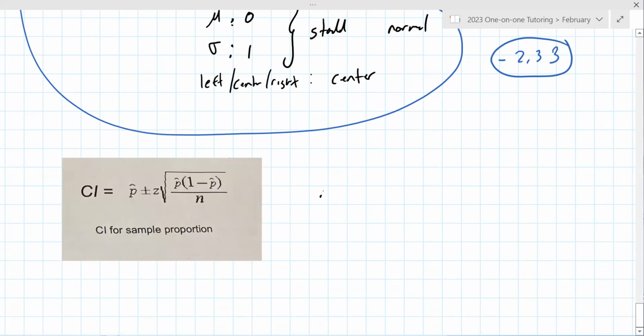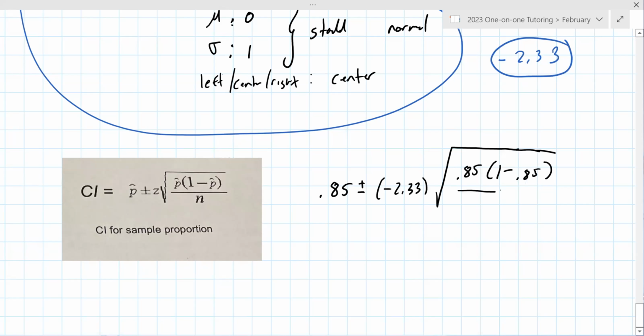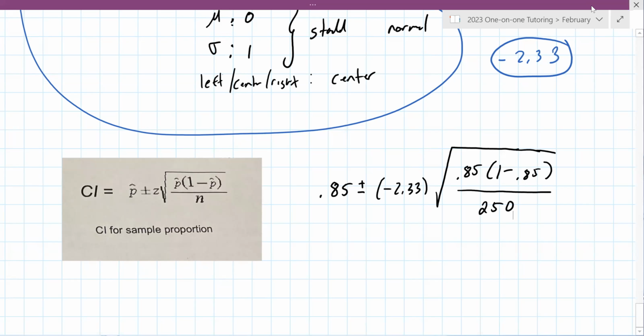So it's 0.85 plus or minus 2.33 square root 0.85 times 1 minus 0.85 over 250. Okay. So give that a try. Do the plus first and then the minus, I guess. You got to do them both. Go ahead and see if you can calculate those. And if you have issues, let me know. I'll try to help as best I can.